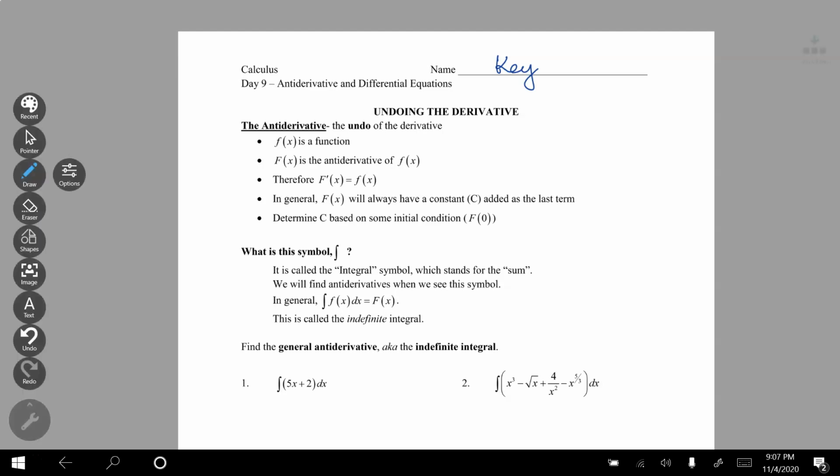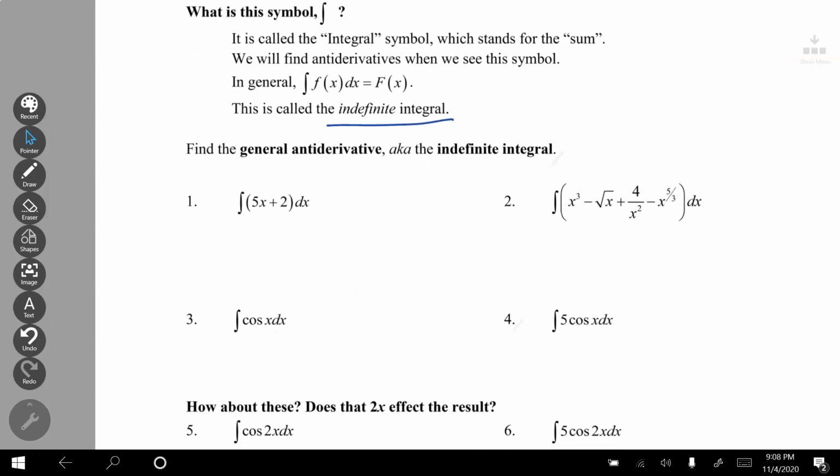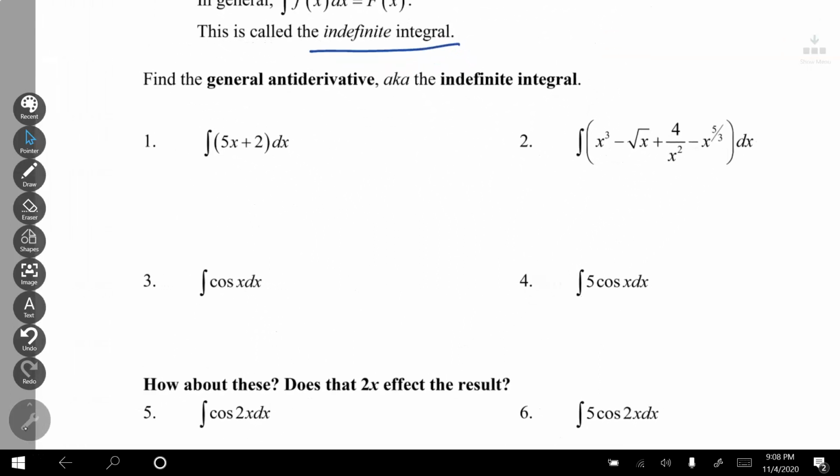So we talked about the antiderivative being the undo of the derivative, and we're always adding a c at the end. When we add a c at the end, it's called the general antiderivative, or the indefinite integral, because I could have any indefinite value for c at the end here, and we're going to work on some more examples. So don't overthink. This is always basically doing these in reverse.